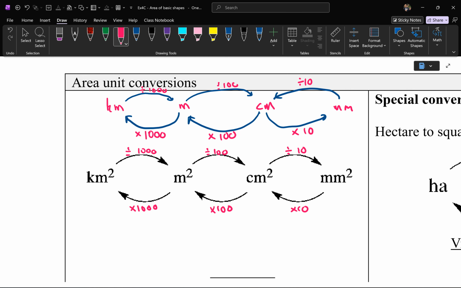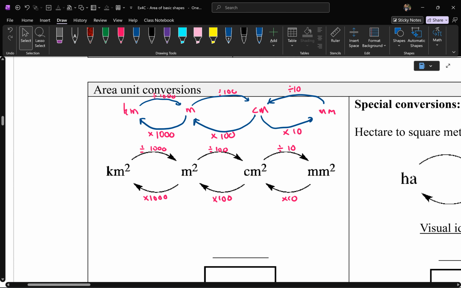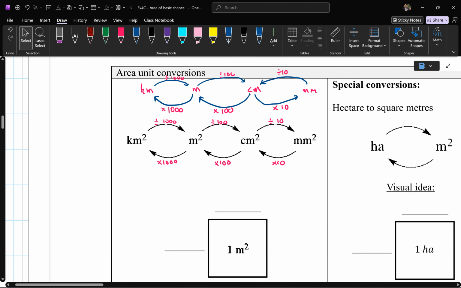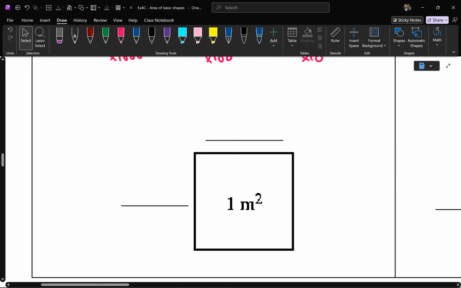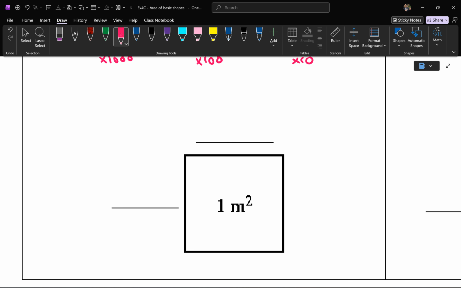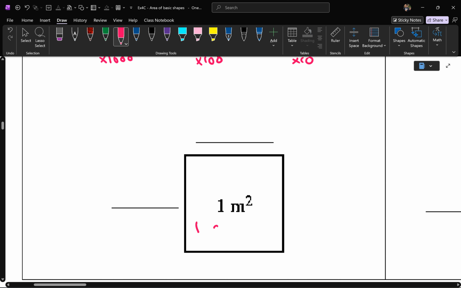The only difference is, and this is where I was explaining to my cousin, when we talk about area units, it's 2 dimensions. This one was 1 dimension. That was a length. So in this case, if I said I have 1 square meter, the way you pronounce this is 1 squared meter.